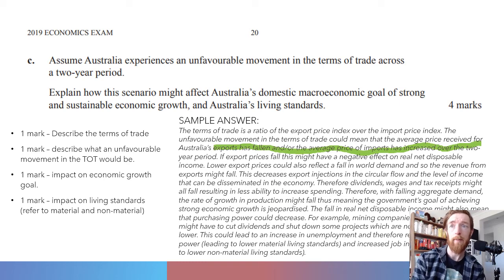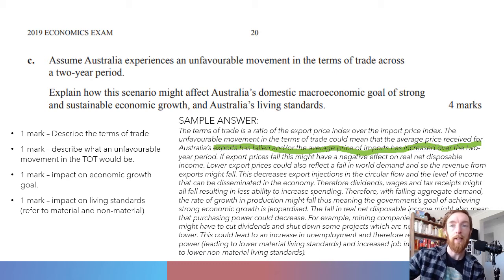The fall in real net disposable income may also mean that purchasing power could decrease. For example, mining companies might have to lay off workers, cut dividends and shut down some projects, which can lead to material living standards being a little bit lower.